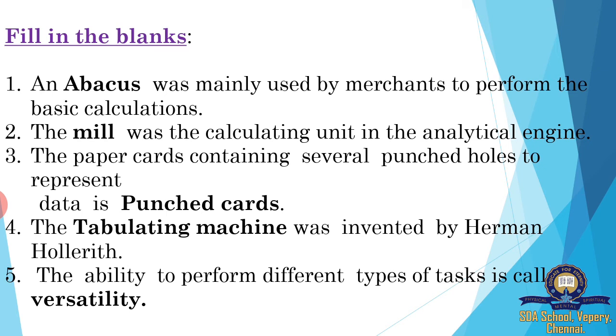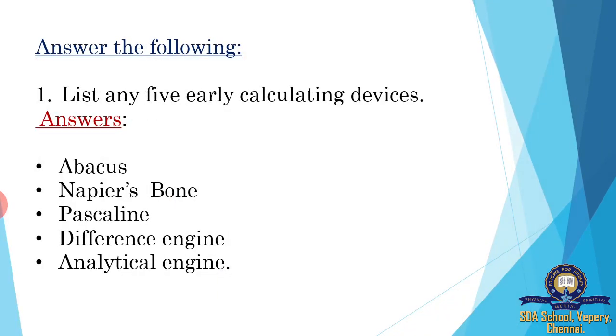Versatility. Okay. V, E, R, S, A, T, I, L, I, T, Y. Versatility. Okay. Then we move on to answer the following. List any 5 early calculating devices. It is abacus, Napier bone, Pascaline, difference engine, analytical engine. Abacus was invented by a Chinese.